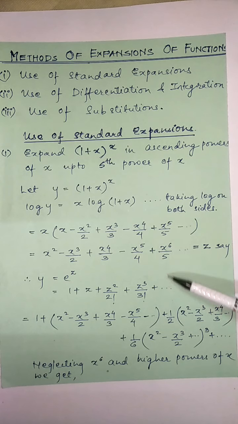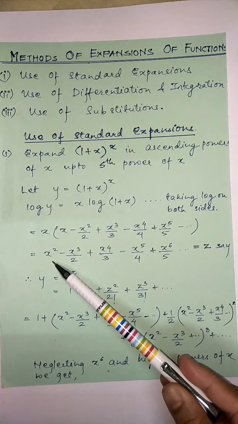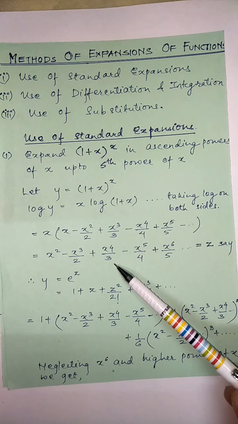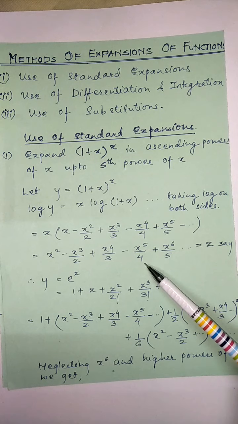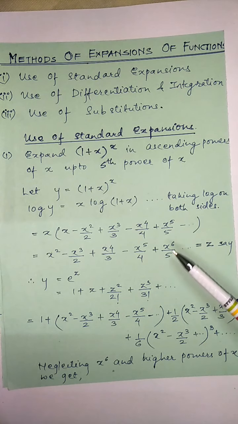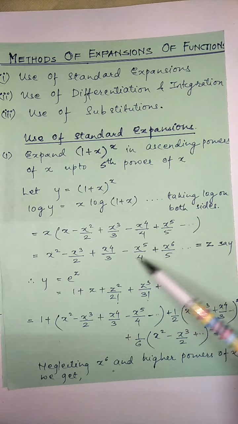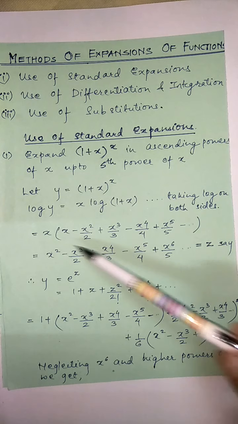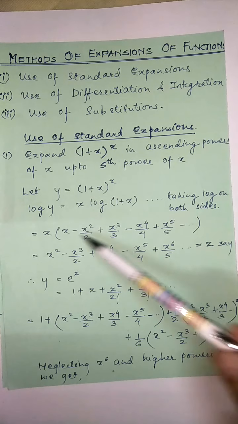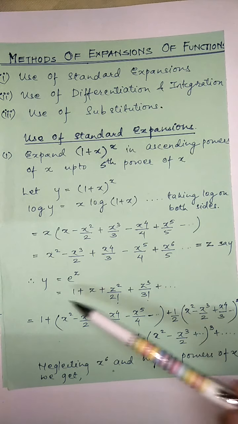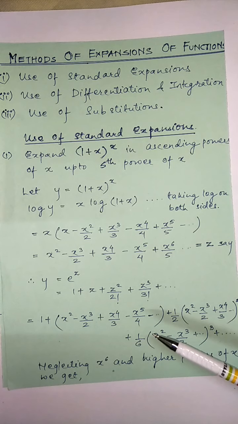This can be further simplified and we have it as x square minus x cube by 2 plus x raised to 4 by 3 minus x raised to 5 by 4 plus x raised to 6 by 5 and so on. And we'll consider this as z. So what we have, log y is equal to z. So y will be e raised to z.